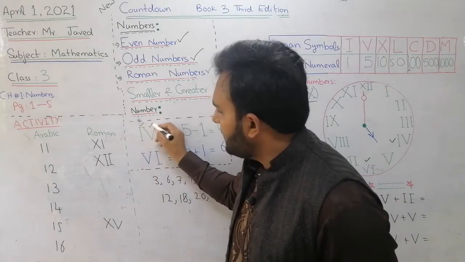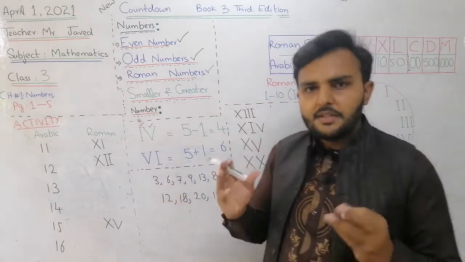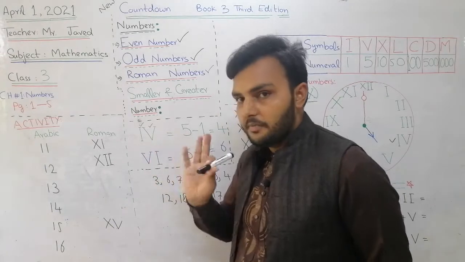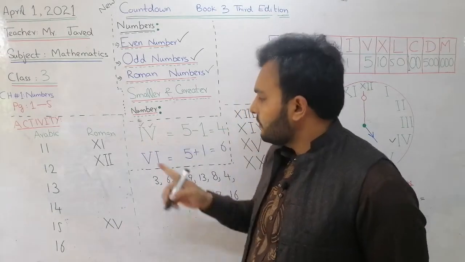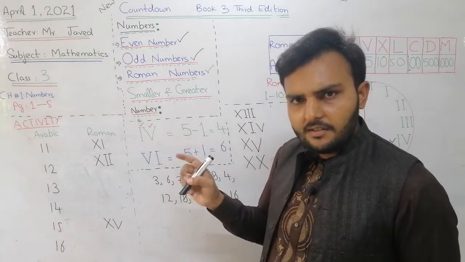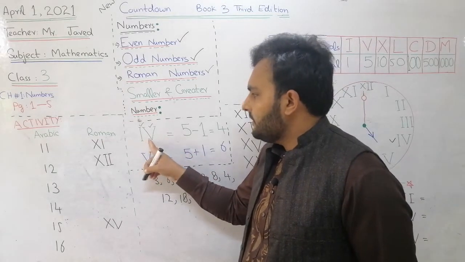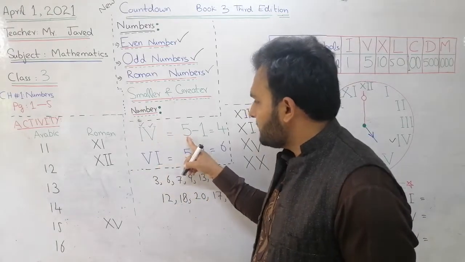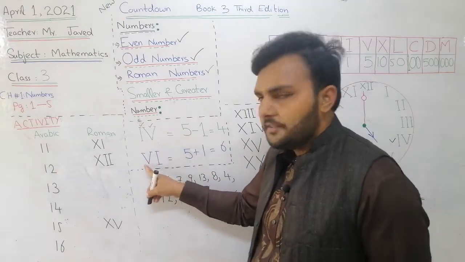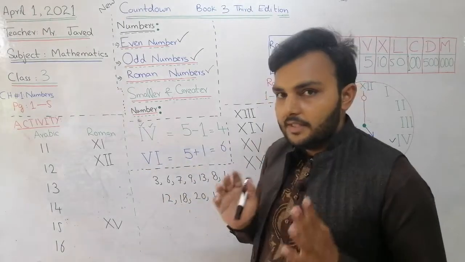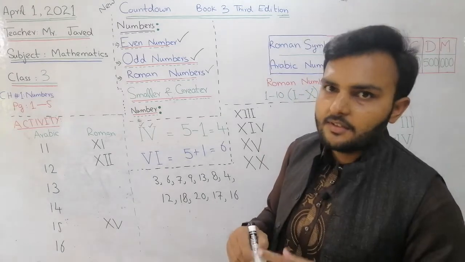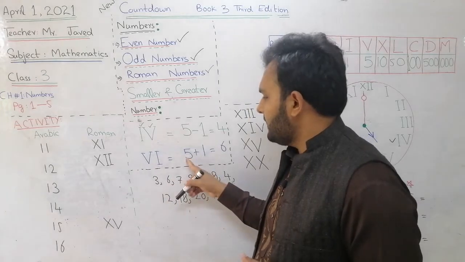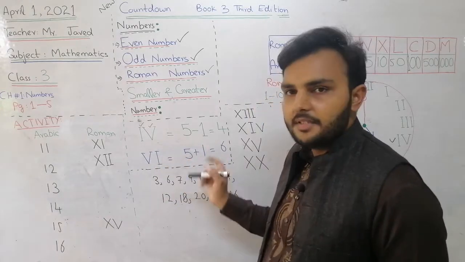In these two, I and V, which one is the greatest value? We know that V is the greatest because V is for 5 and I is for 1. So the greatest symbol is next to the smaller. So how will we write? We will subtract these two. If the smaller symbol is next to the greatest symbol, then we will add them, then it will be 6.